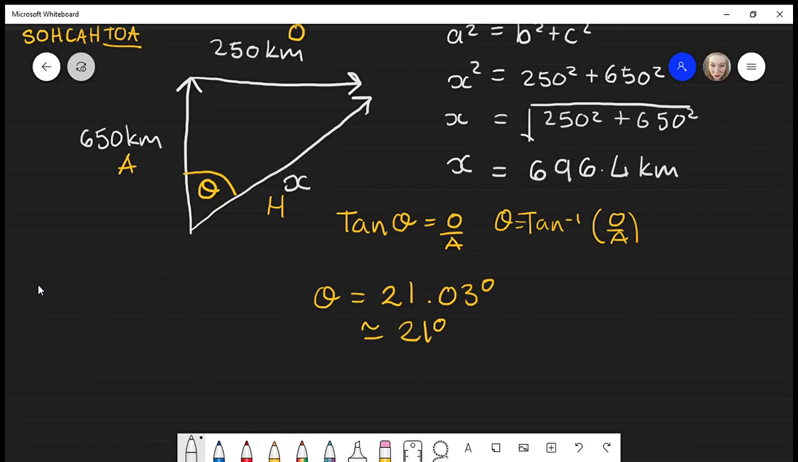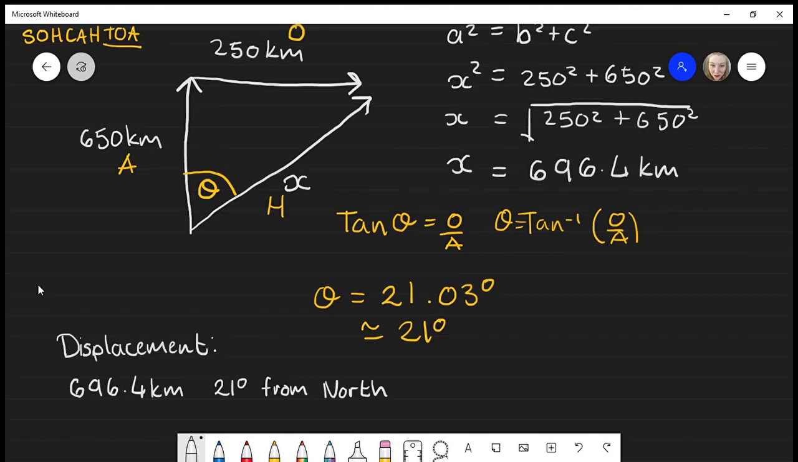Therefore, the full displacement of this aircraft in this example is 696.4 kilometers, 21 degrees from north going eastwards.